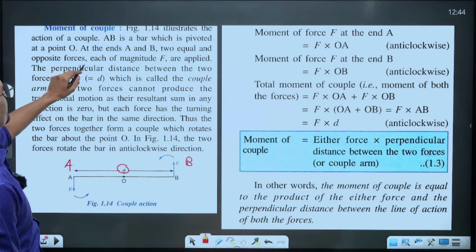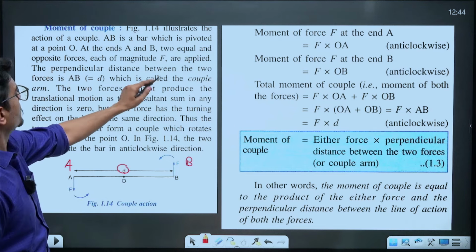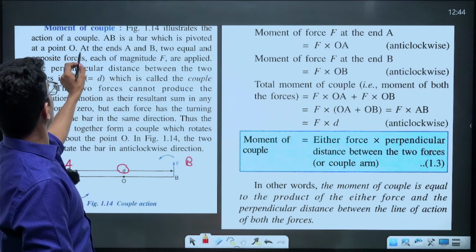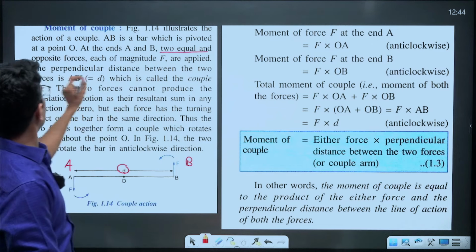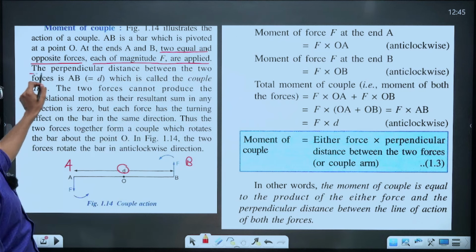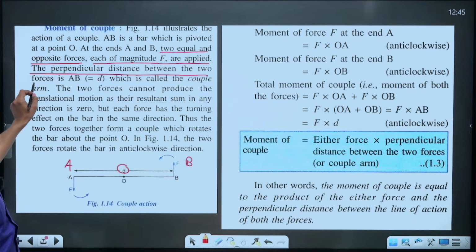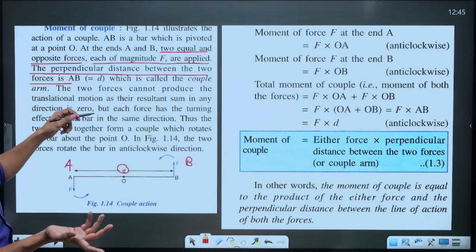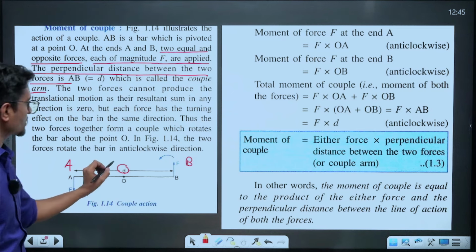Then, which is C. Two equal and opposite forces, each of magnitude F, are applied perpendicular to the distance between the two forces AB. The perpendicular distance is AB, which is called as the couple arm. This is called as the couple arm.